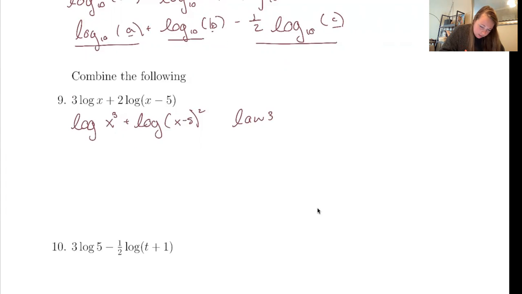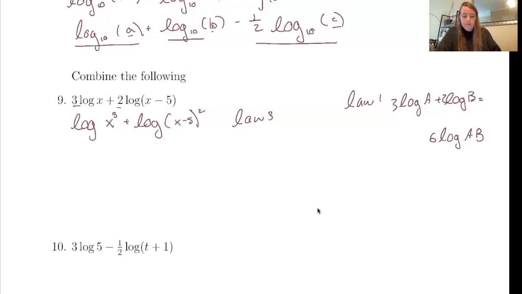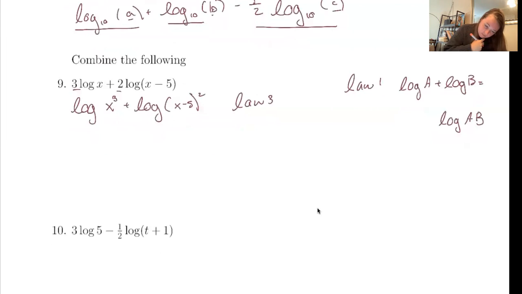Now we can add them together. We couldn't multiply them together yet, just because I had this 3 and the 2 that are kind of bumping in my way, right? Law 1 states that log A plus log B is log A times B. It doesn't have any 2 and 3 in front of it being like 6 or something. We don't know that. So we can't say anything about when numbers are in front of those logarithms. So we have to get rid of them by putting them as exponents first.